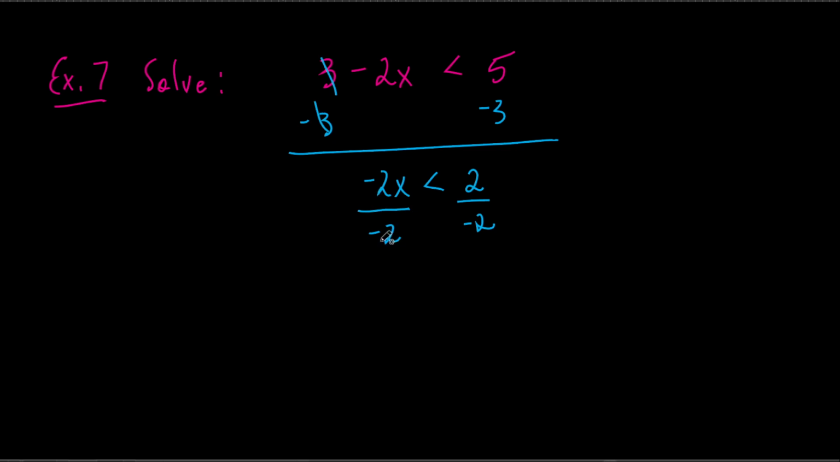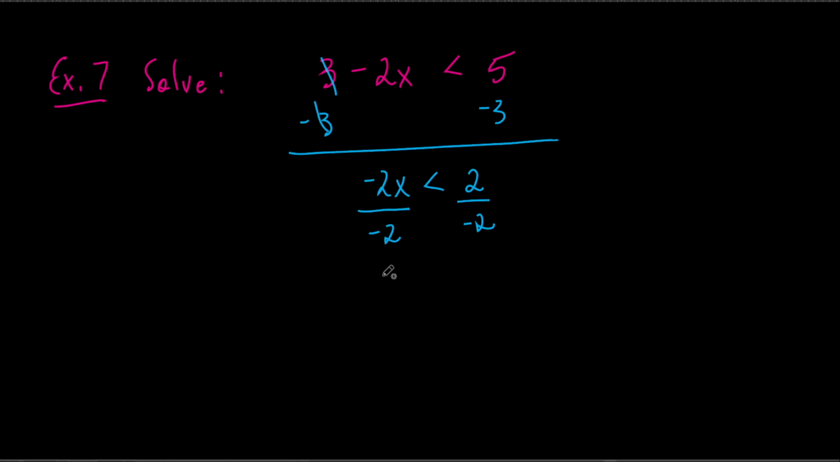If you multiply or divide by a negative number, you have to change the sign of the inequality. If I would have multiplied or divided by a positive number, you would not change the sign of the inequality. You only change the sign when you multiply or divide by a negative number. Are we multiplying or dividing by a negative number here? Absolutely. We're dividing by a negative 2.